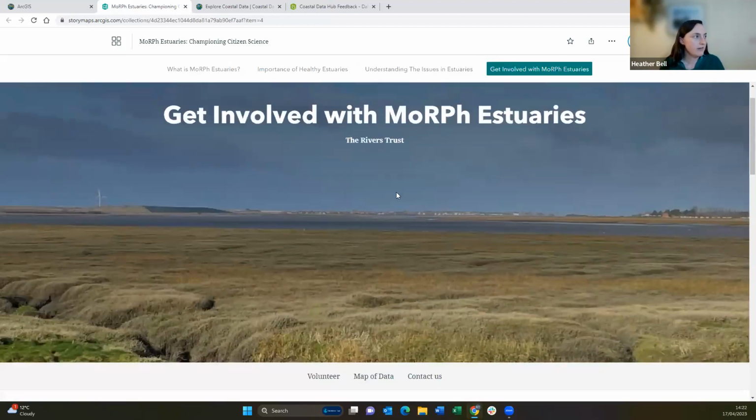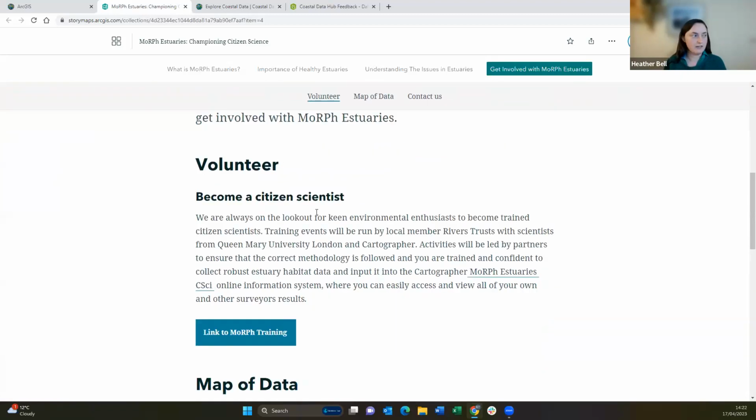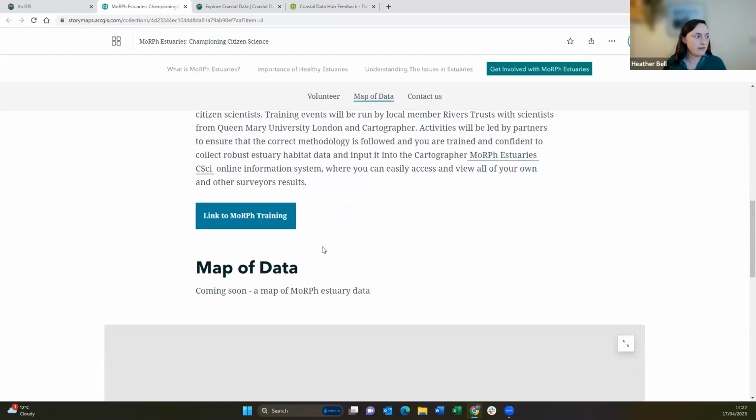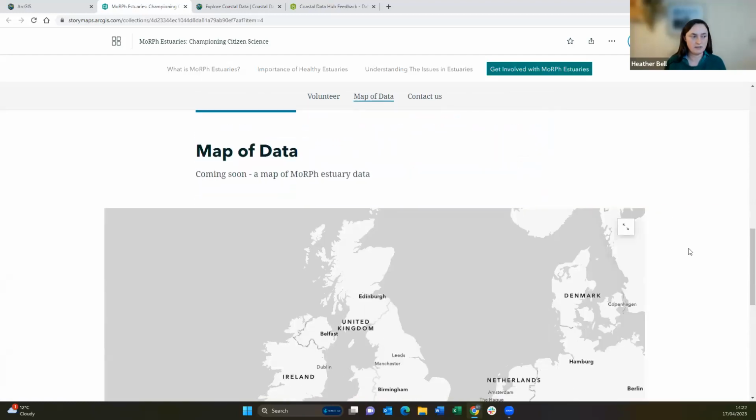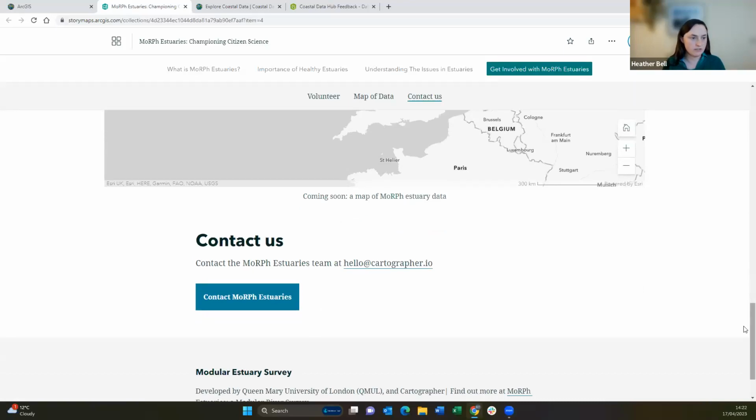And lastly, there's a page about how to get involved with MoRPh estuaries and how to volunteer to become a citizen scientist. There will be a map of data. I think this is probably something we could add in now, actually, with that information. So that will be coming soon, and there's who to contact here as well.